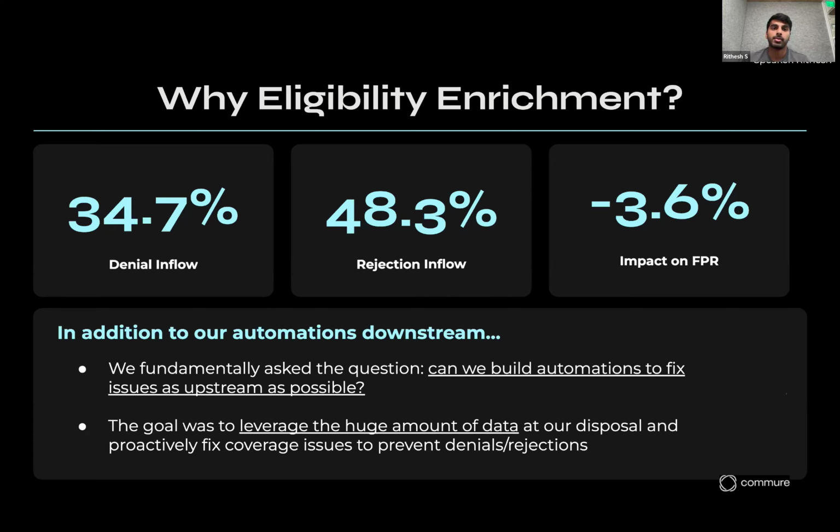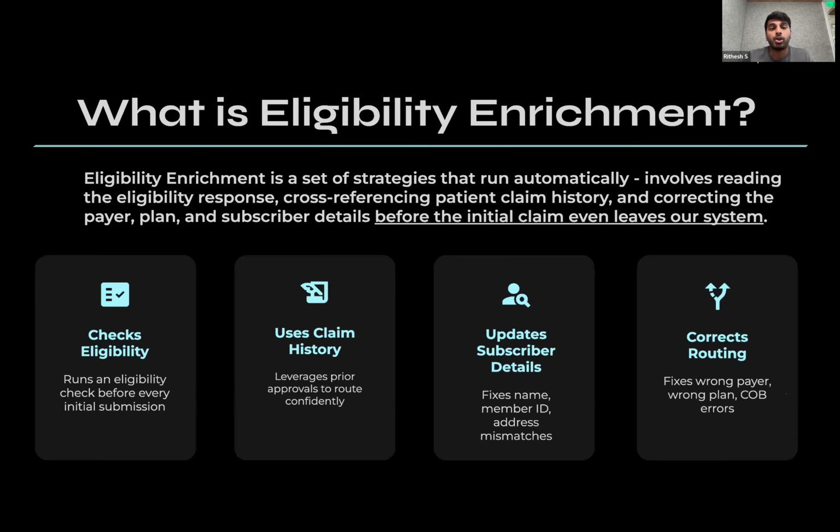When I'm talking about data, we're talking about eligibility check data. We have prior approvals. So all of this data is stored in the Athelas system, and the main goal of this effort was to leverage all of that to prevent any issues downstream. So that's just a little bit of context on why we took on this effort. It takes me to what is eligibility enrichment, right?